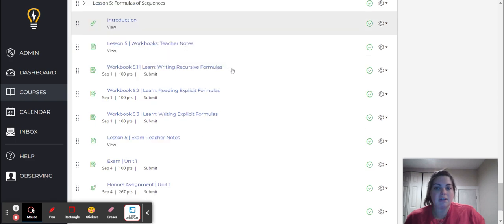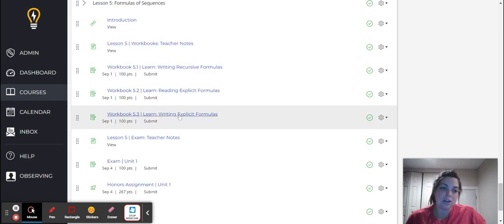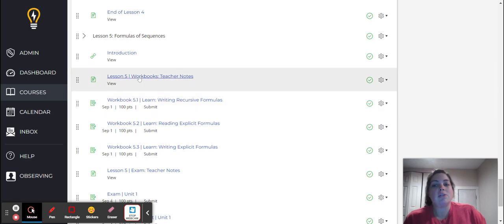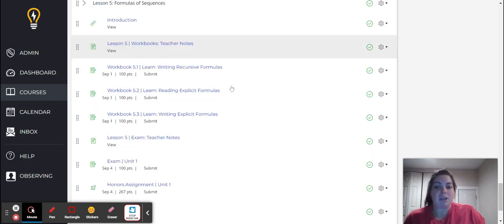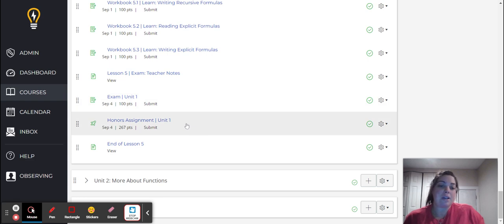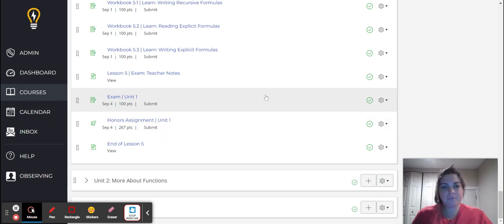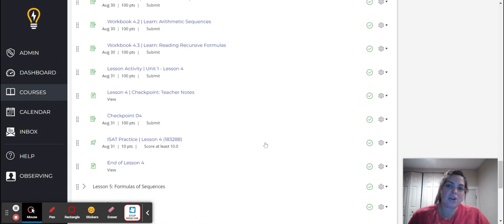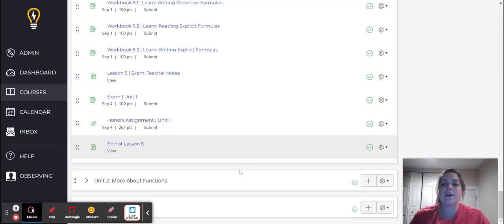formulas of sequences. This unit can be kind of tricky when it talks about formulas. So make sure you look at those teacher notes or you reach out to me if you get confused. And if you have signed up for the honors, this is where you're going to find your first honors assignment. If you have not, if you've told me you do not want the honors, you won't even see this assignment. So don't worry about that. But if you are in the honors program, just know that your first honors assignment is at the end of lesson 5. Okay, so that is your Unit 1, lessons 1 through 5.